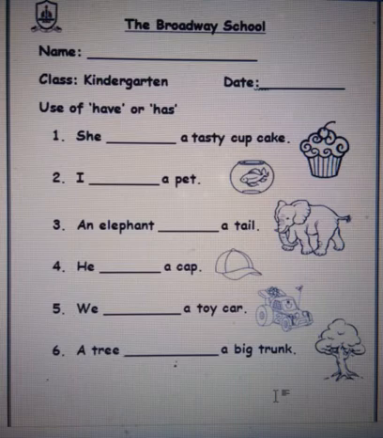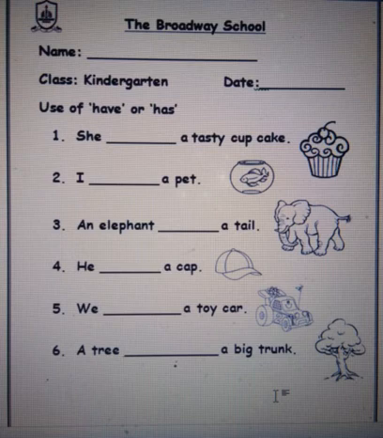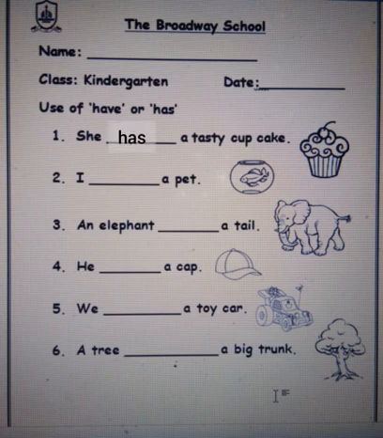Now here there is another worksheet and you have to solve it by keeping these charts in your mind. Now I am going to solve the first one for you. Now do the rest of the sentences on your own. So the first one is she dash a tasty cupcake. So what comes here? Have or has? Yes, she has a tasty cupcake.